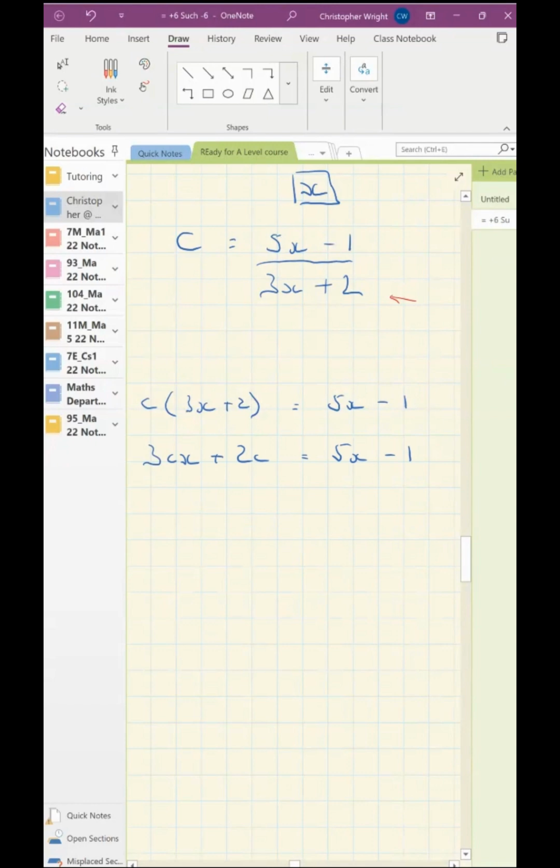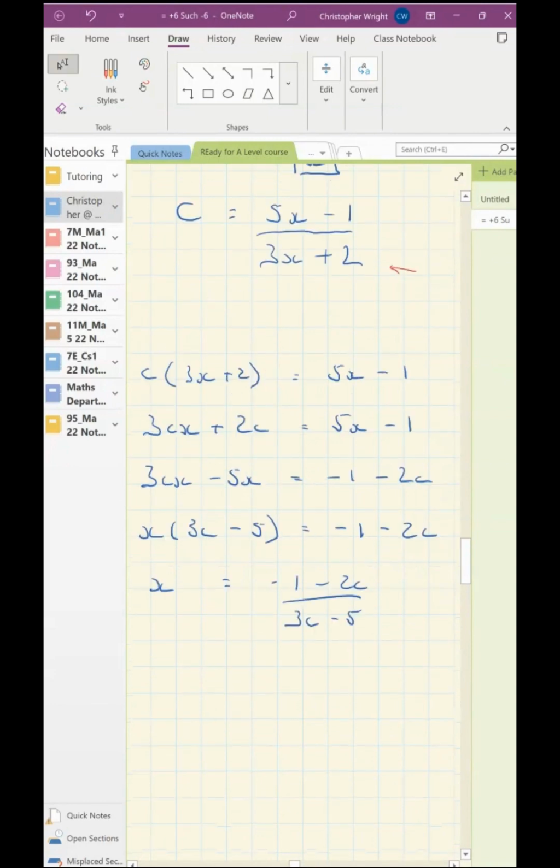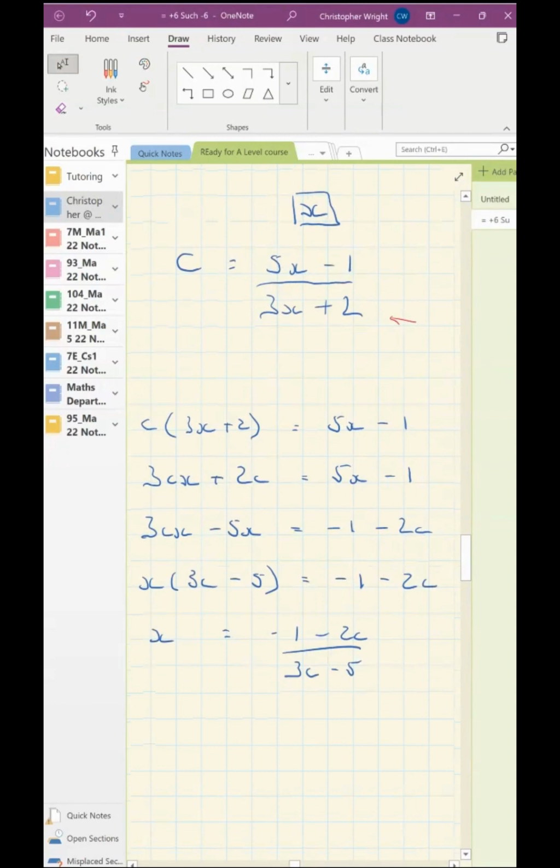Right, I've got x's all over the shop here, so I'm going to put all the x's on one side. So I'm going to minus 5x from both sides, and I'm also going to minus 2c from both sides. Now I've got x's here and x's here, so I'm going to FAD this. I'm going to factorize it and divide. I'm going to take out the x, and now I can divide both sides by 3c minus 5. And there you have it. X is now the subject of that expression.